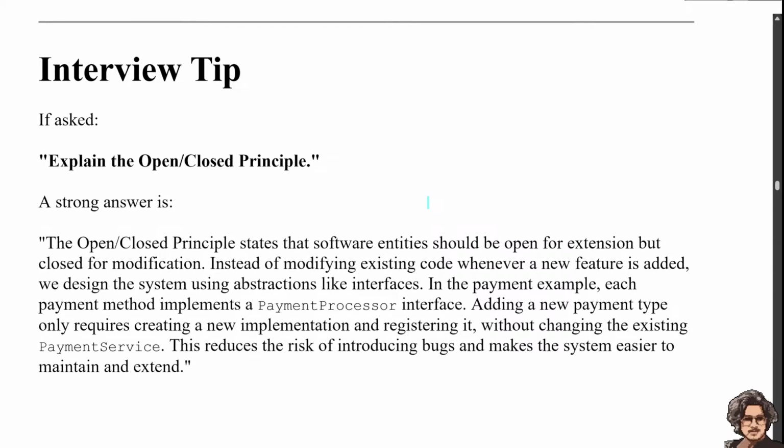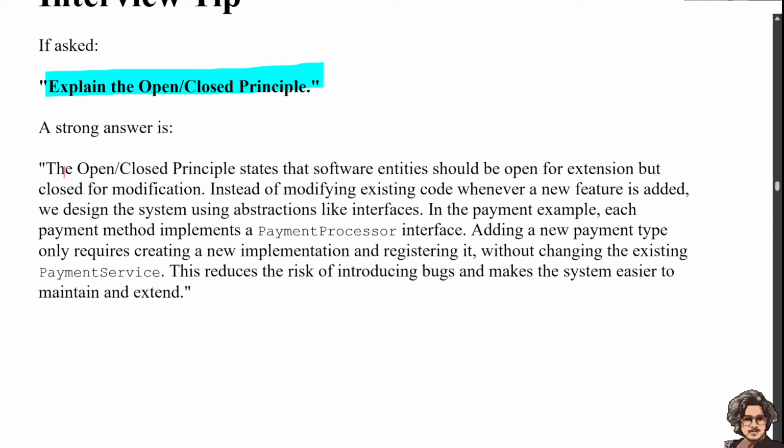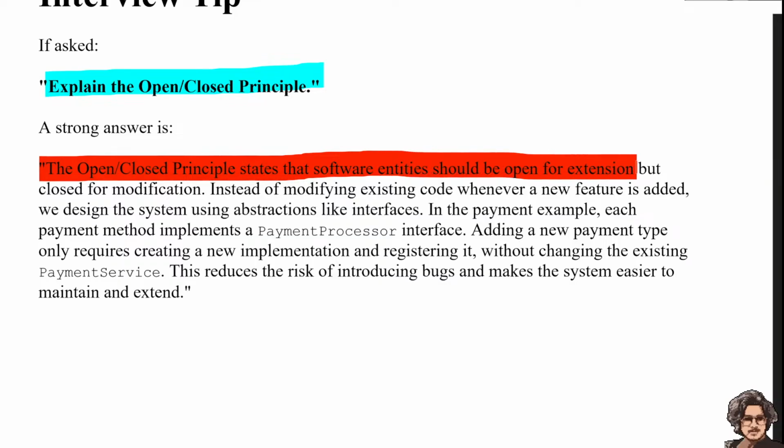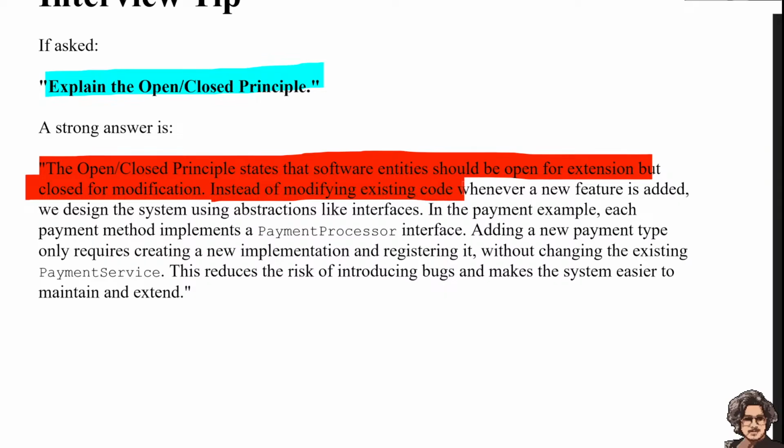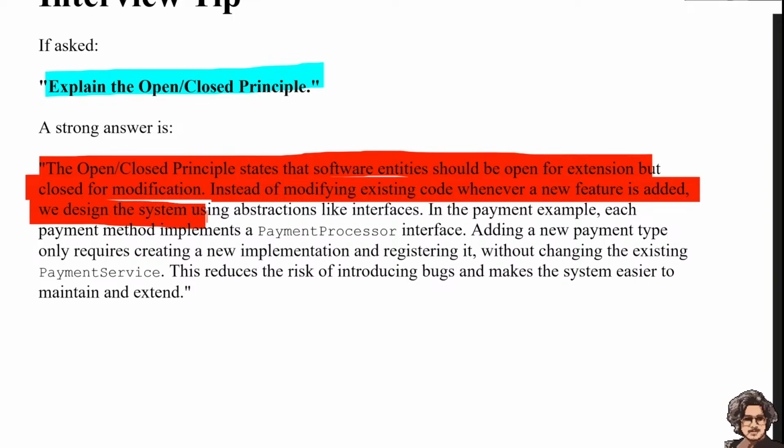Let's come to the final thing, that is, what to say in the interview for this one. If someone says, explain the open-closed principle, the strong answer is: the open-closed principle states that software entities should be open for extension but closed for modification. Instead of modifying the existing code whenever a new feature is added, we design the system using abstraction, like an interface.